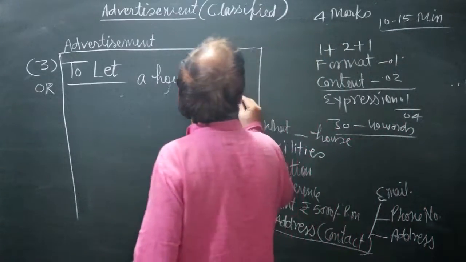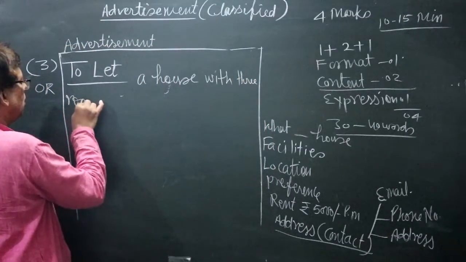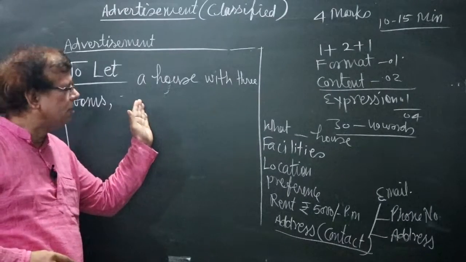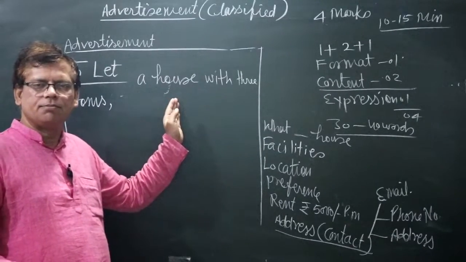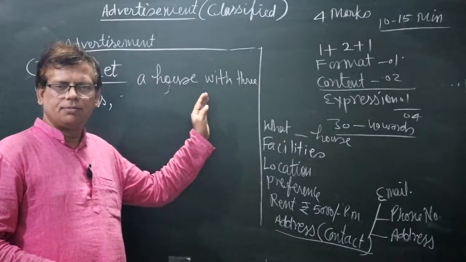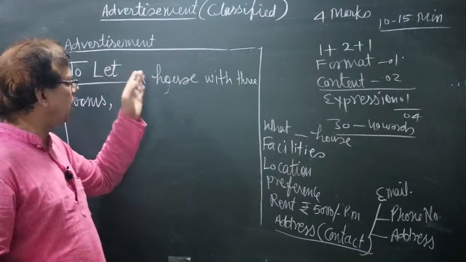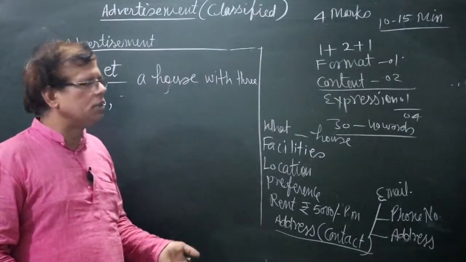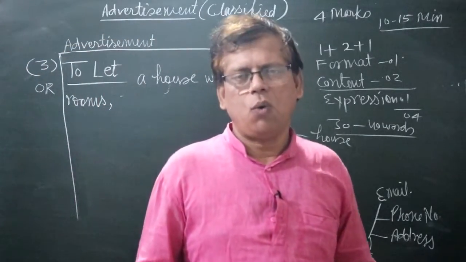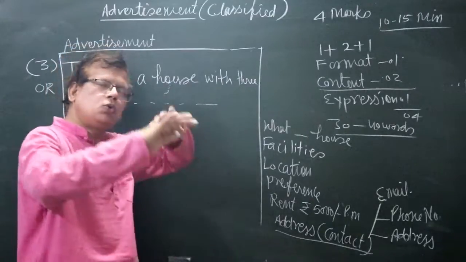What are the facilities? Facility with 3 rooms, or other facility, let bath attached, or other facility, submersible, or other facility, 24 hours light. The facilities the house possesses, the house you want to let out. What amenities are you going to provide? To be written by using commas. There must be no sentence, I again say.